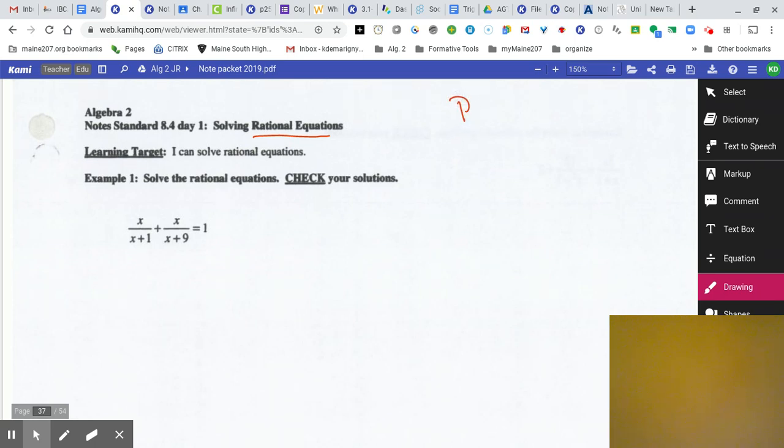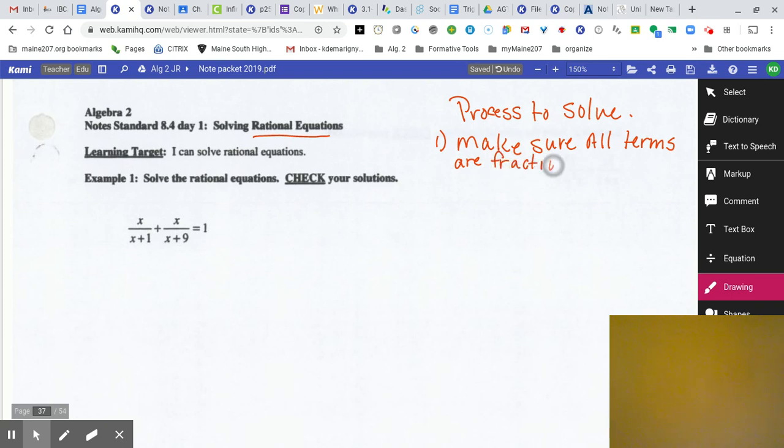So the process to solve is number one, make sure you have all fractions. Make sure all terms are fractions. And if they're not, you may have to put a 1 over them. So in this first example that we have, this 1 has to be put over 1.